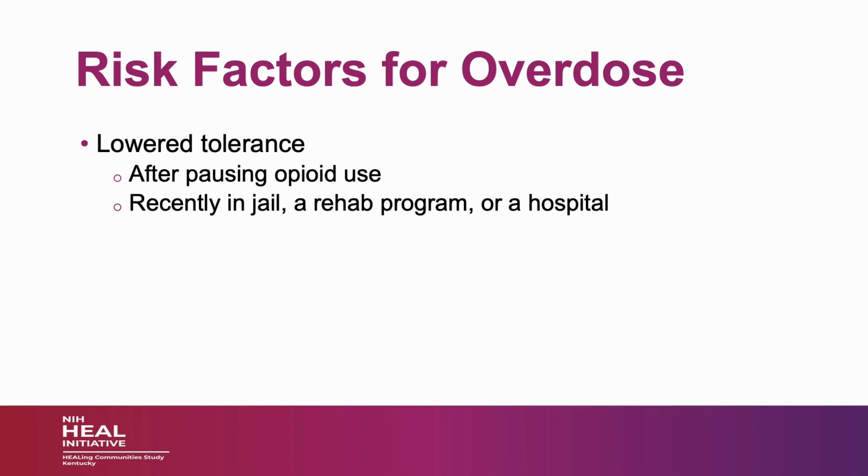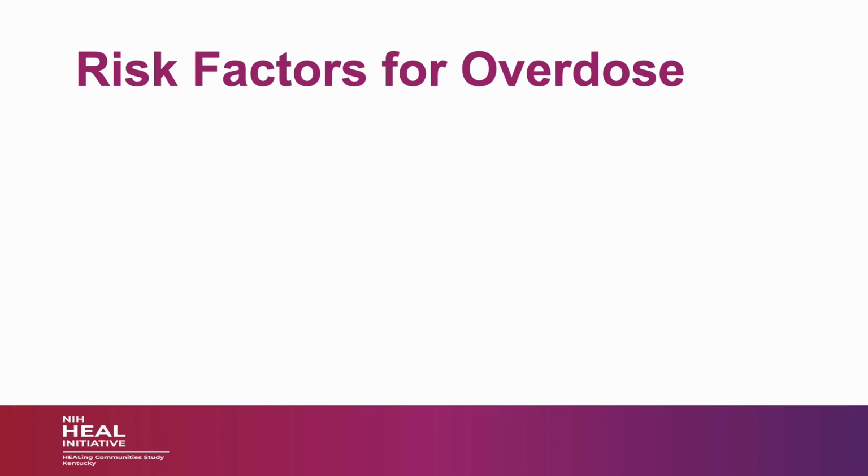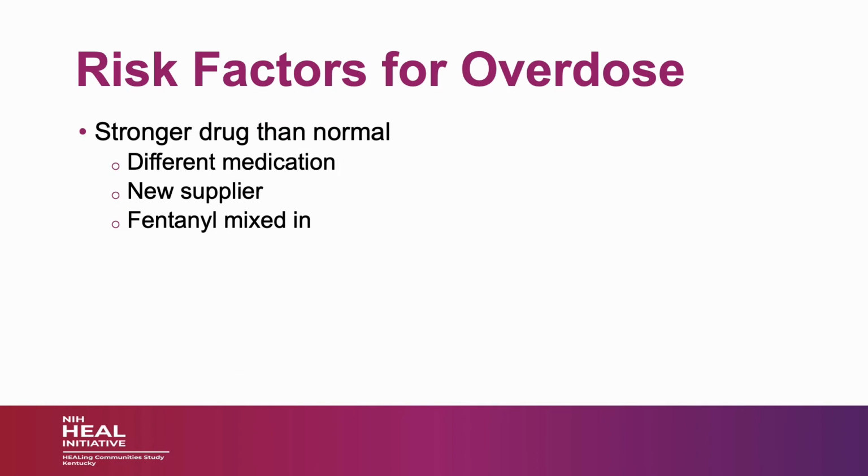Another risk factor is mixing different drugs or medications. Mixing opioids, especially with other downers like alcohol or benzodiazepines, or benzos, can make naloxone less effective and increase the likelihood of an overdose. Likewise, using drugs that are stronger than normal can increase the risk. Always be cautious when using a different prescription opioid or when using from a new supply or dealer. Fentanyl, a very potent opioid, may be mixed into the drug supply, making drugs much stronger than usual. This is hard to detect and dramatically increases the risk of overdose.